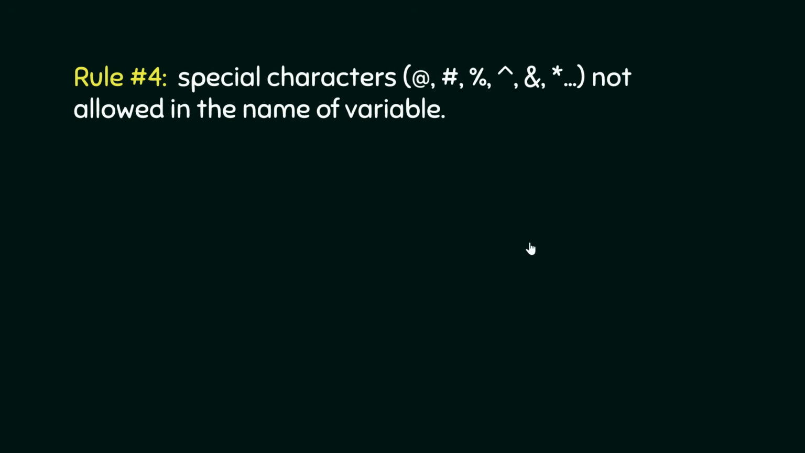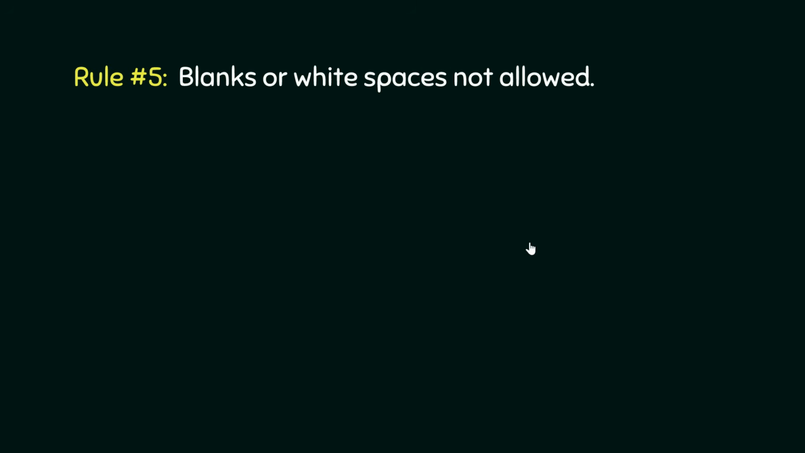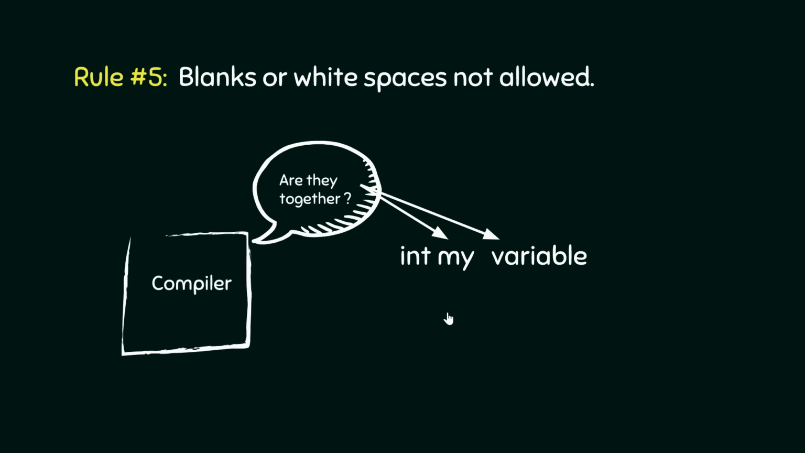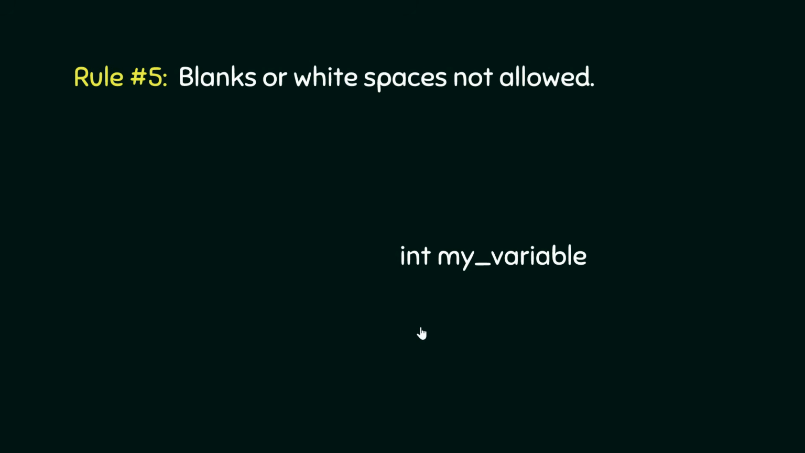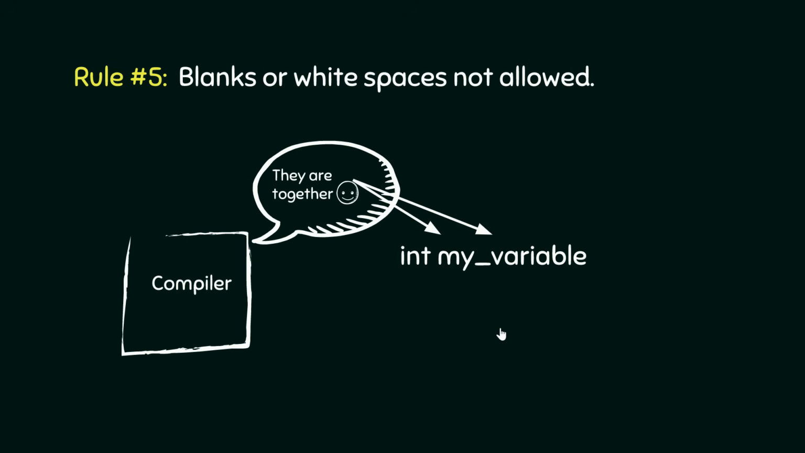But yes, I told you to avoid using underscore at the beginning, but you can use it in between the name of the variables. Blanks, or white spaces, are not allowed for the separation of different parts of the name of a variable. For example, int my variable is invalid because of the blank space over here. The compiler won't be able to recognize it as a single variable. Instead, if you want to improve readability, you can use underscore instead of a blank space. int my_variable is now a valid variable name, as you can see over here, where I put an underscore instead of that blank space.